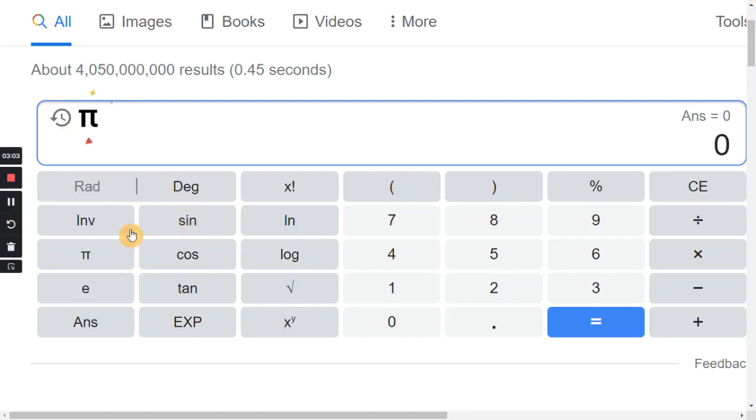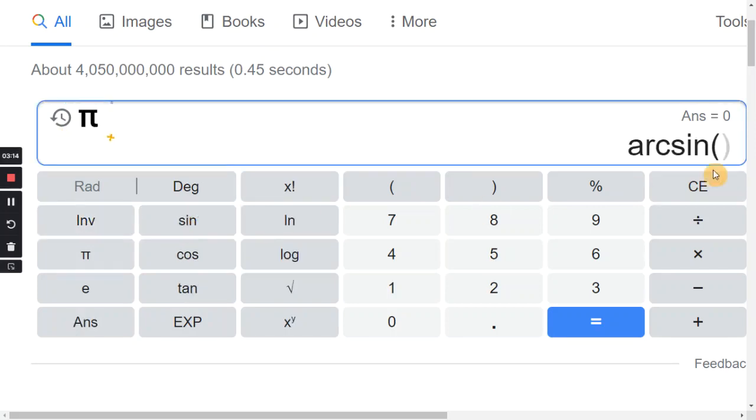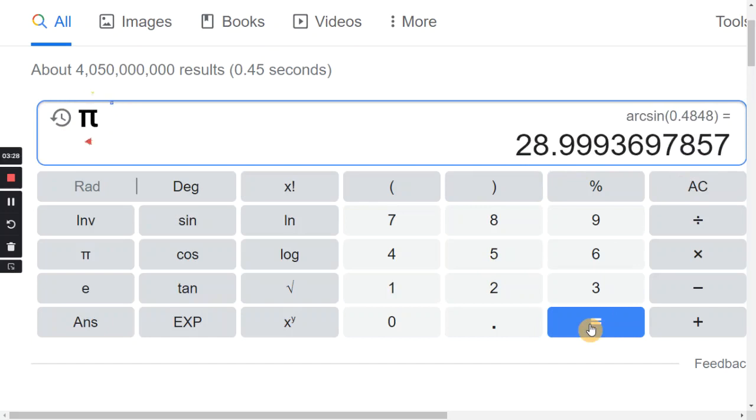Here we have a sine, and INV is inverse, so I'm going to click inverse. Now you can see this says sine with the -1. That's inverse sine. So click inverse sine, and it shows up as arc sine. In parentheses, I'm going to type 0.4848, close parentheses. Arc sine of 0.4848, hit equals. They said round to the nearest degree, so you just look at the first decimal. If it's 5 or more, you round it up. So 28.9 gets rounded up to 29 degrees.